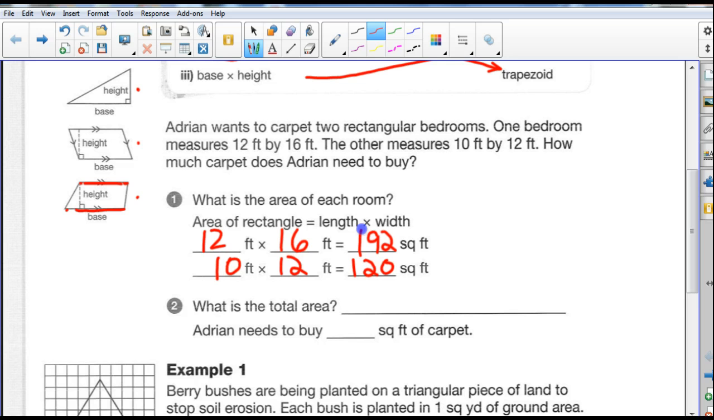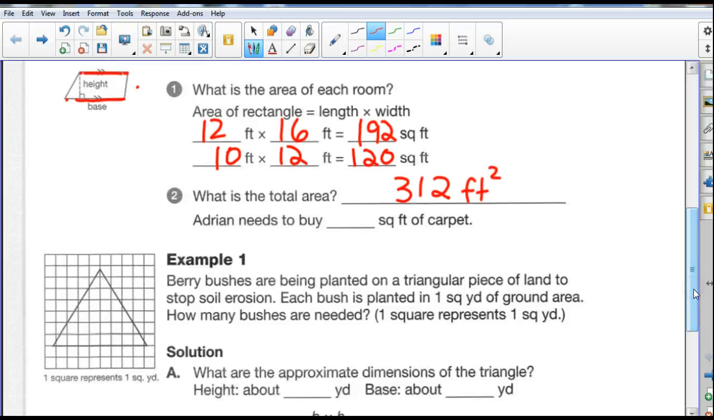Okay, well, 192 plus 120 is 312 square feet. We have to put units down, feet squared. So Adrian needs to buy 312 square feet of carpet.